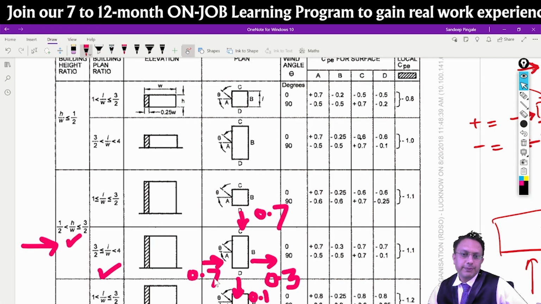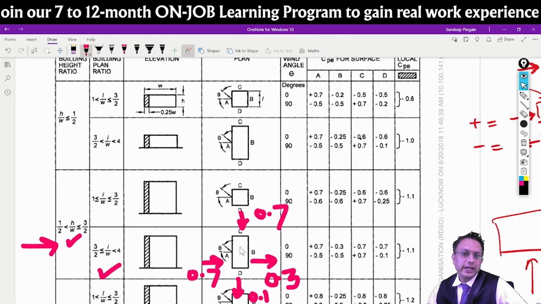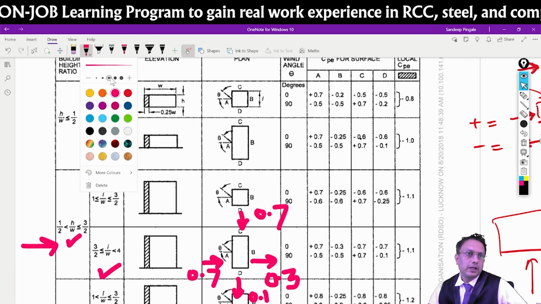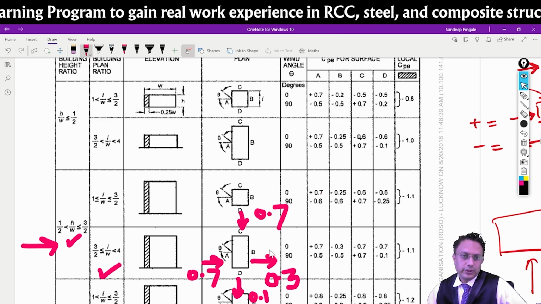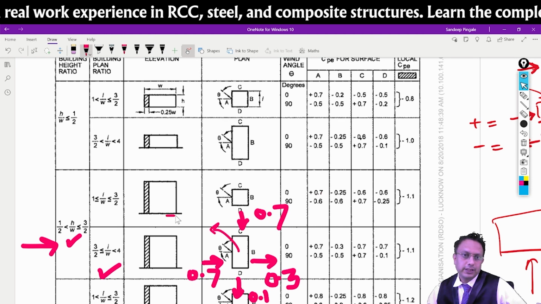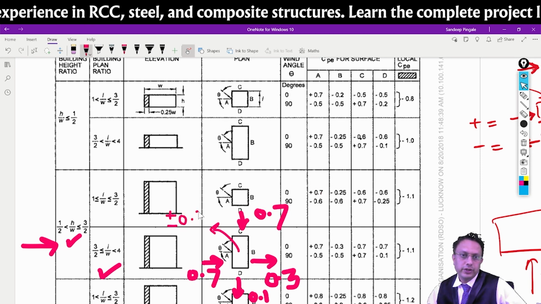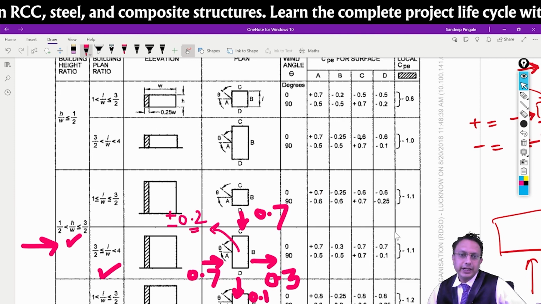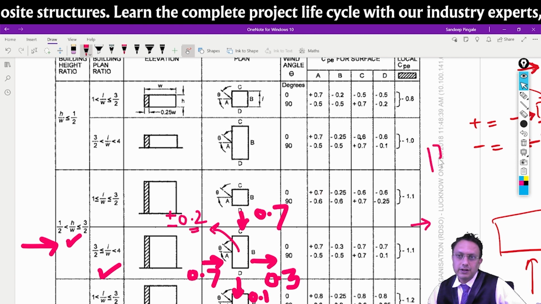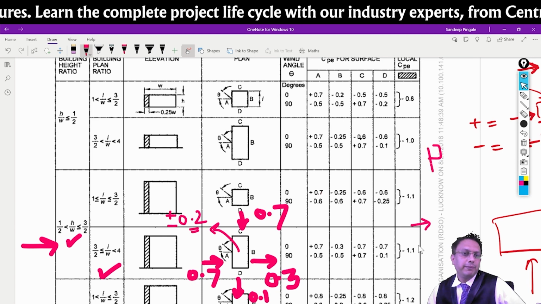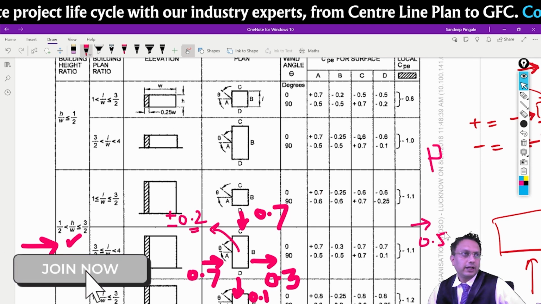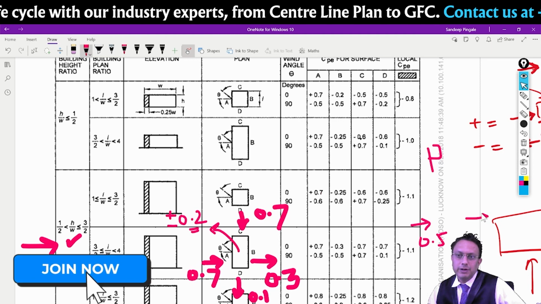Now once you have got it, let's say 0.7, you will have to consider the internal pressure coefficient as plus or minus how much? 0.2. So internal pressure coefficient will be plus or minus 0.2. So by considering the internal pressure coefficient, how much will be the force? Let's say this is pressure. 0.2, 0.7 will become what? 0.5. Correct? Pressure. 0.3 will become how much?